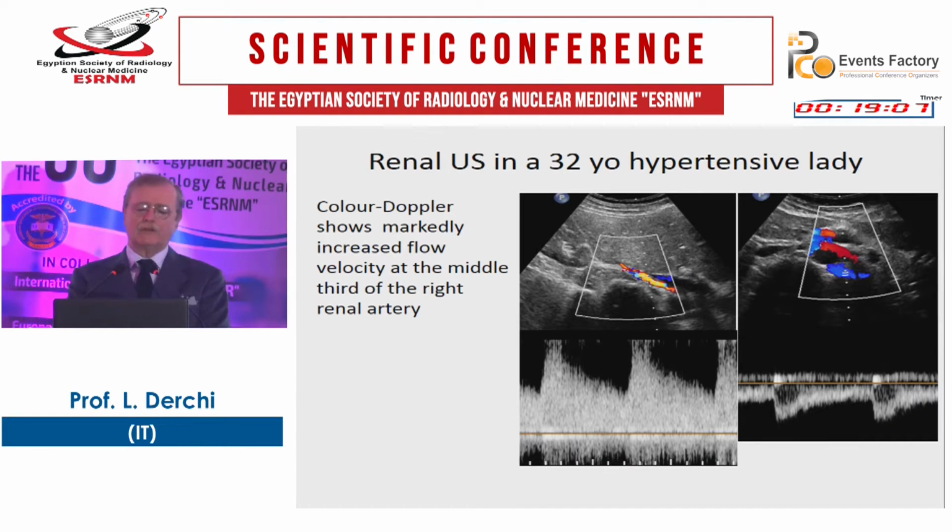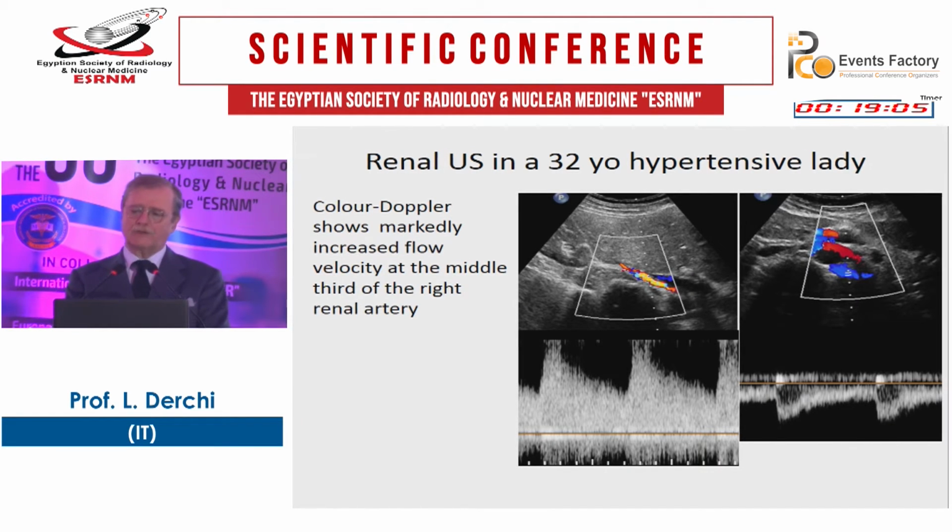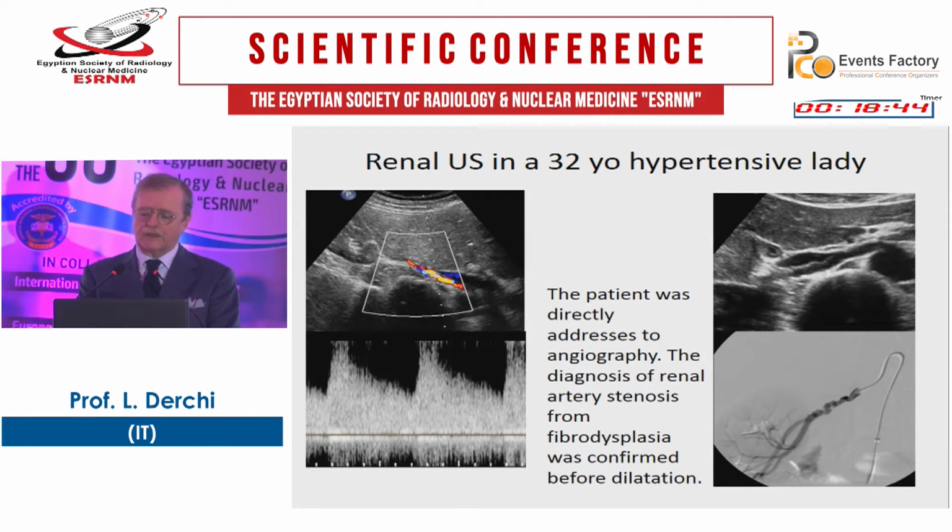Another case: renal ultrasound in a 32-year-old hypertensive lady. On the left side, there is the Doppler examination of the left renal artery, and on the right, the right renal artery, where there is markedly increased flow velocity at the middle third. This indicates that there was a stenosis. The patient was directly addressed to angiography without need of any other imaging test to confirm the diagnosis. Fibrodysplasia was confirmed before dilatation.